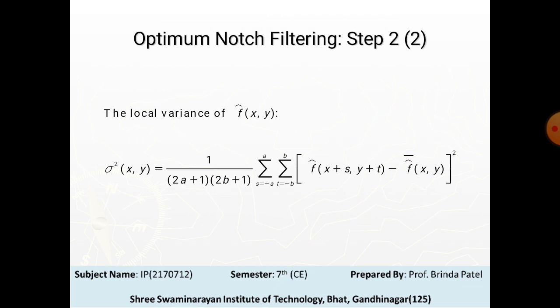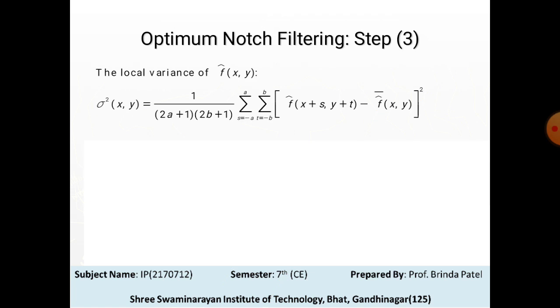So here the local variance of f hat of xy is sigma square of xy equal to 1 upon (2a plus 1)(2b plus 1), sum for s equal to minus a to a, t equal to minus b to b, of f hat of x plus s, y plus t minus f hat bar of xy, raised to the whole square.